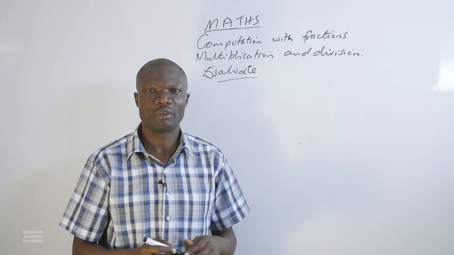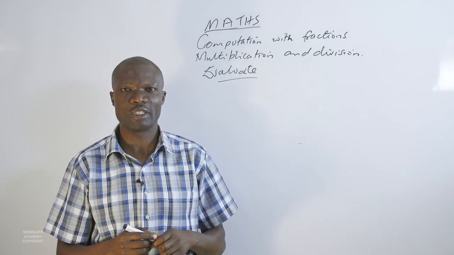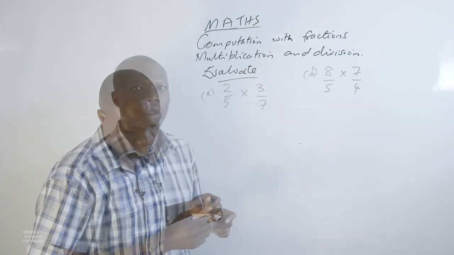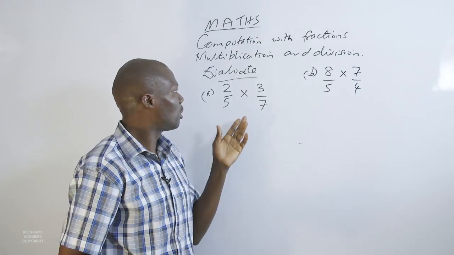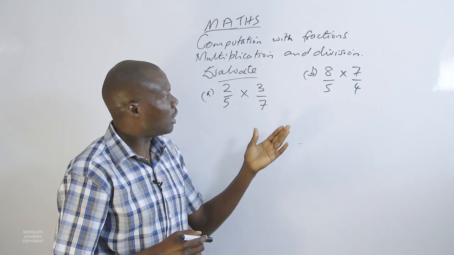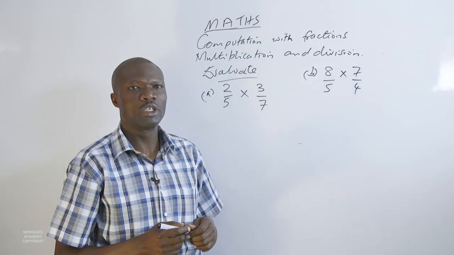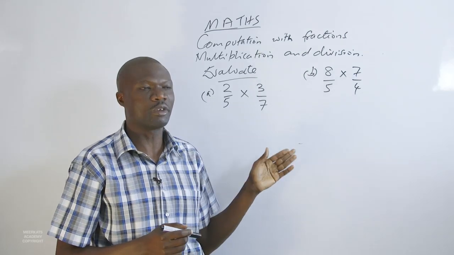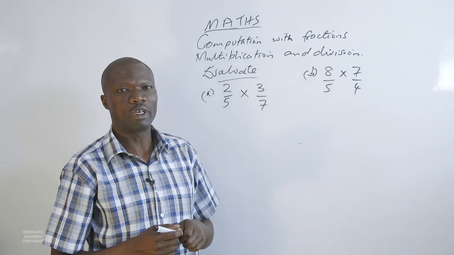I want us to evaluate the following questions as we look at how multiplication is done in computing fractions. Evaluate 2 over 5 multiplied by 3 over 7 and 8 over 5 multiplied by 7 over 4.